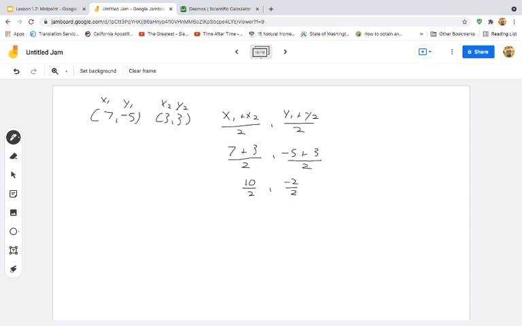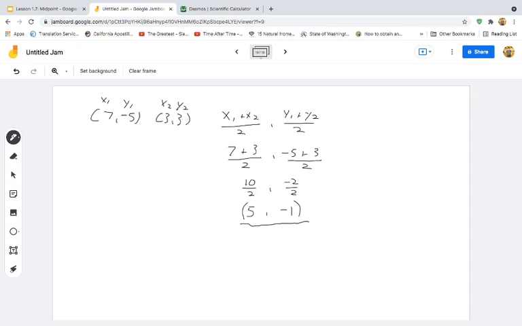And then lastly, let's just divide. 10 divided by 2 is 5, and negative 2 divided by 2 is negative 1. And so in the end, our midpoint, our x comma y value, is going to be 5 comma negative 1. Okay? And that is all there is to that. If you just knew to add the x's together and divide by 2 without having to use the formula, again, that's fantastic. You do you. That works. Just make sure you get the accurate answer in the end.